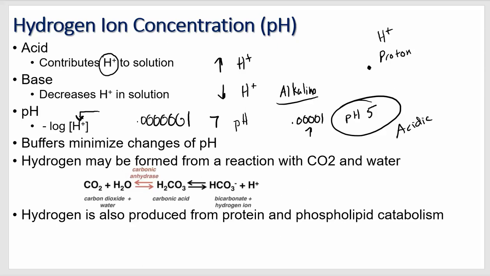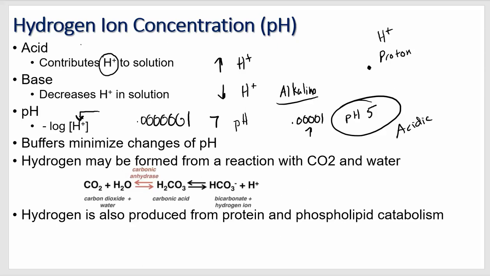So we also are going to talk about buffers. Buffers minimize the changes of pH. When you add acid to a solution, it tends to make it more acidic. When you add bases, it tends to make it more basic or more alkaline. And so buffers will accept those hydrogens when you dump them in there, and they will donate a hydrogen to a base when you put it in there. So it buffers it, obviously it's in the name. And that's what we expect to happen with a buffer.